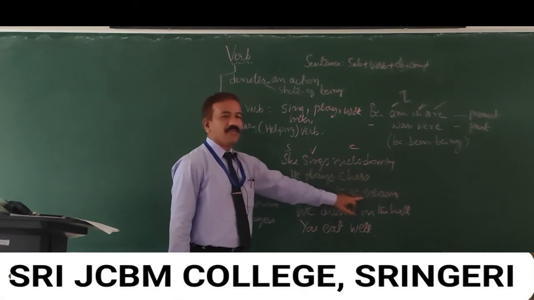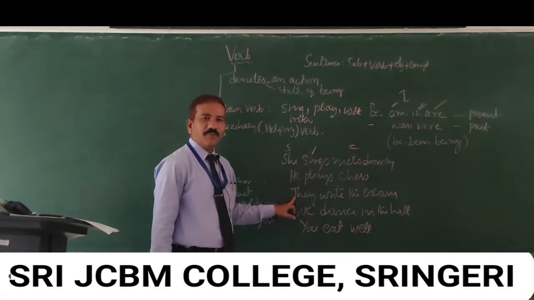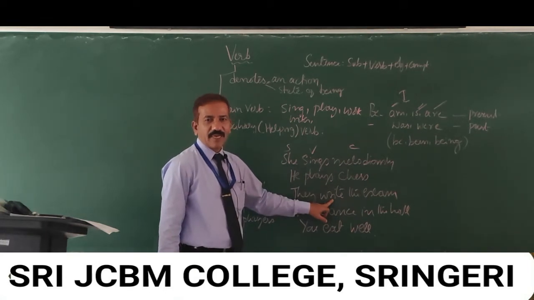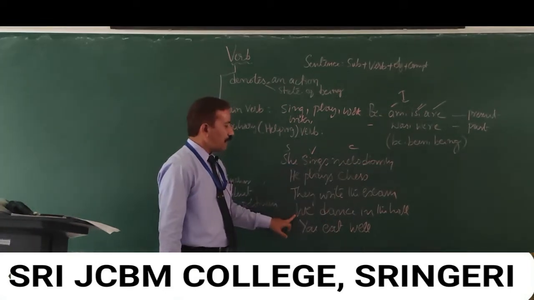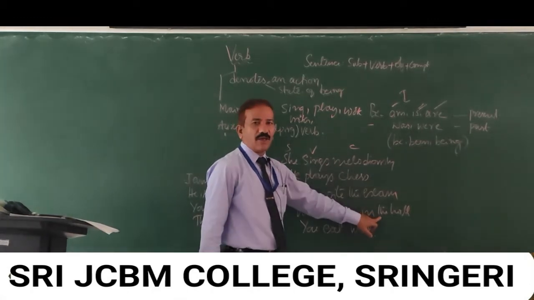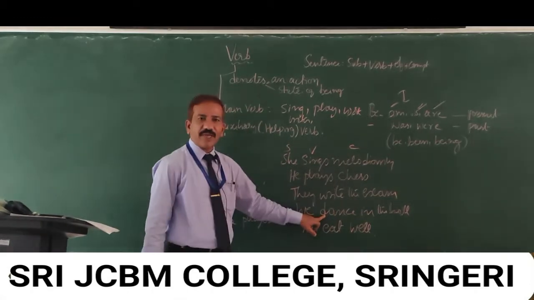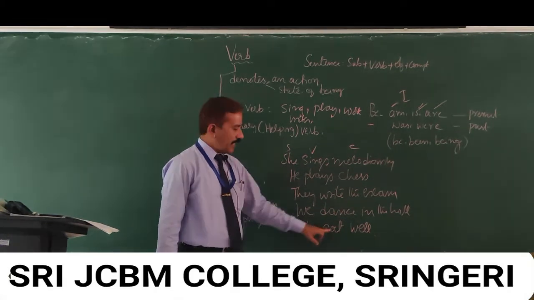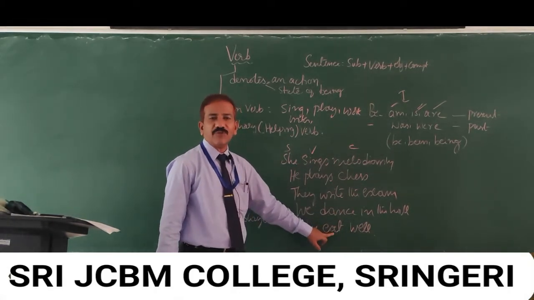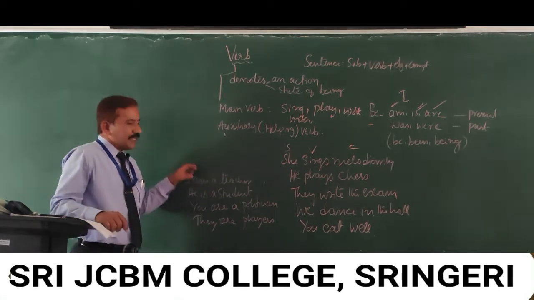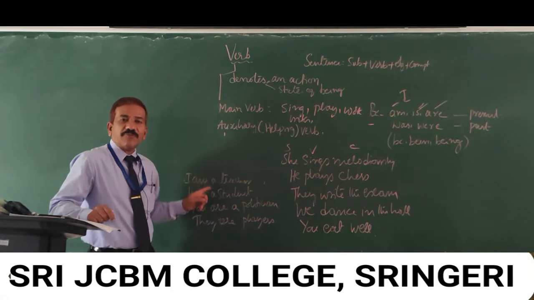They write the exam. Here they is plural, third person, and write is the main verb, it indicates an action. Whereas, we, plural, first person: we dance in the hall. So, dance indicates an action. Again, you eat well: you is plural, and again it is followed by an action verb, eat. Whereas, as I told you in the beginning, a verb indicates an action and also a state of being.